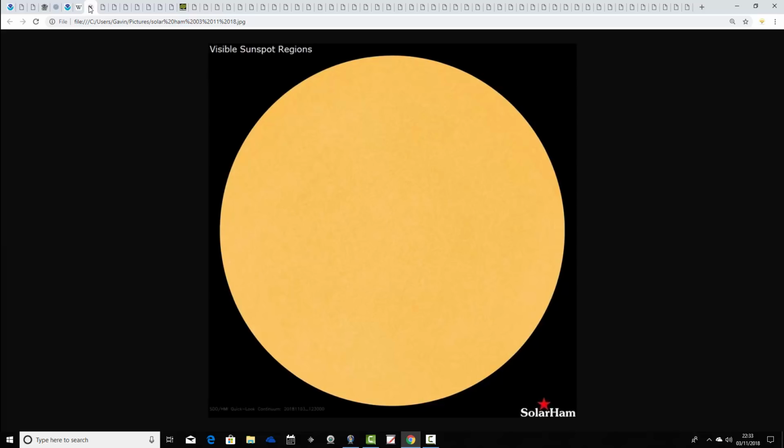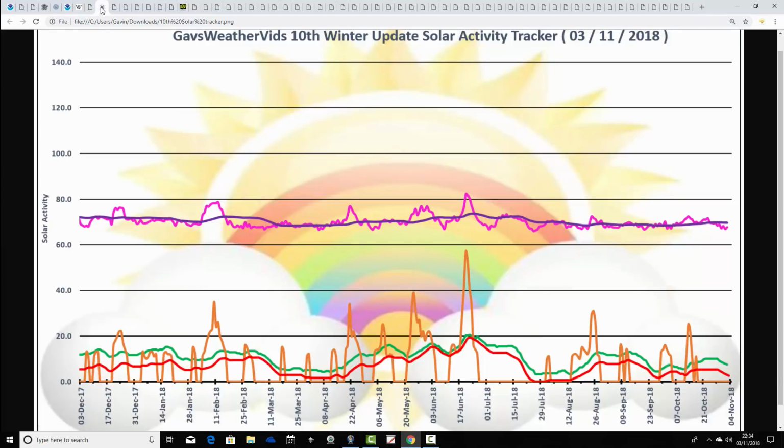So this is the solar disk as of today from solarham.net. We have again a completely spotless solar disk. We are now into our 16th spotless day of this particular run. There haven't been any sunspots for 16 days and counting. So obviously solar activity is at very low levels, and Solarham is forecasting that solar activity will remain at very low levels for the next 3 days at least.